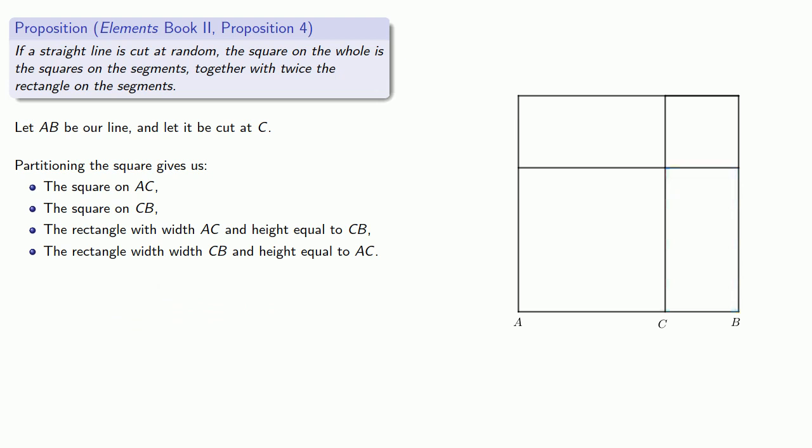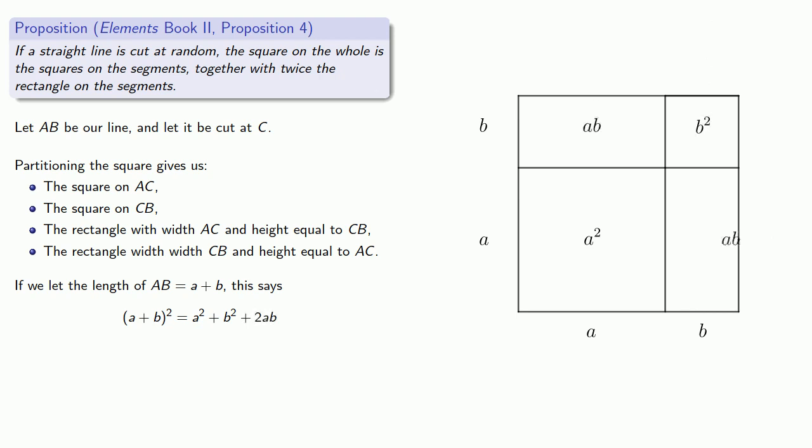Now, if we let the length of AB be A plus B, then this says that the square on the whole, that's the square of A plus B, is equal to the squares on the parts, A squared plus B squared, plus twice the rectangle on the segments. That's 2AB.